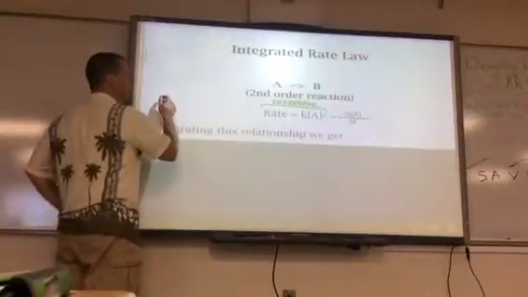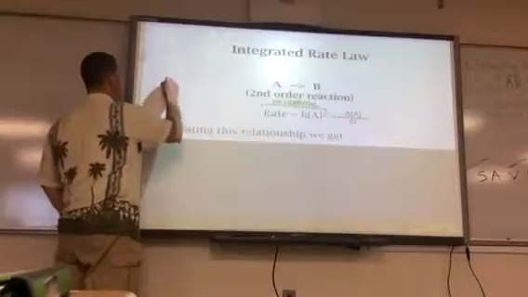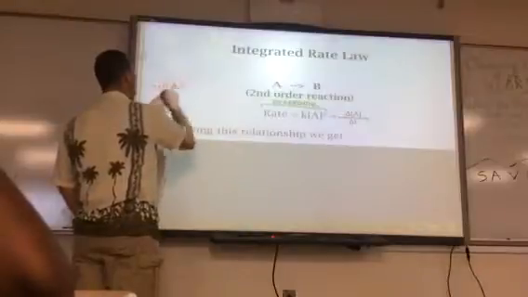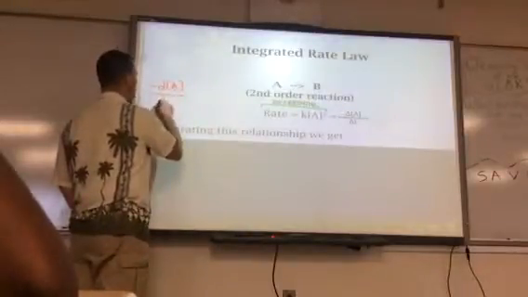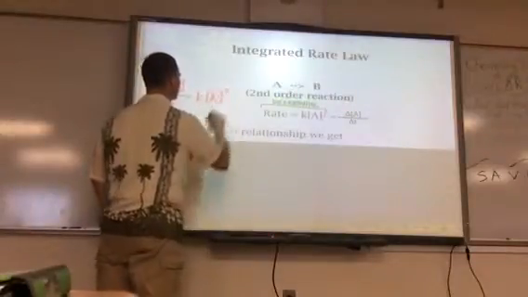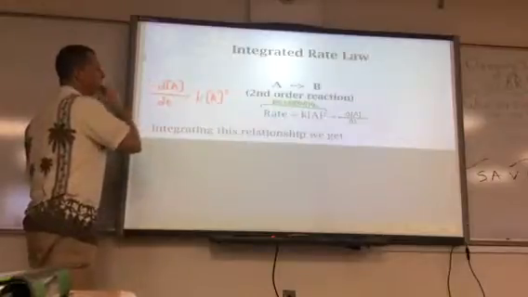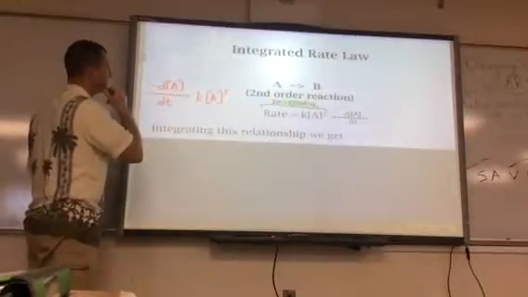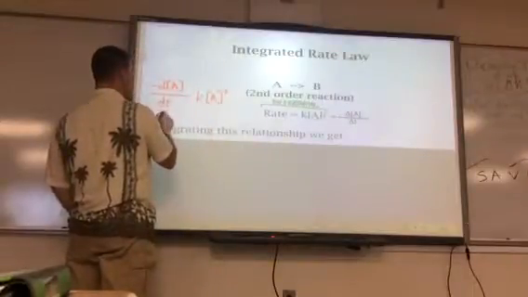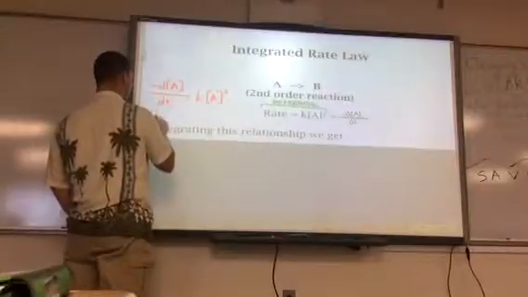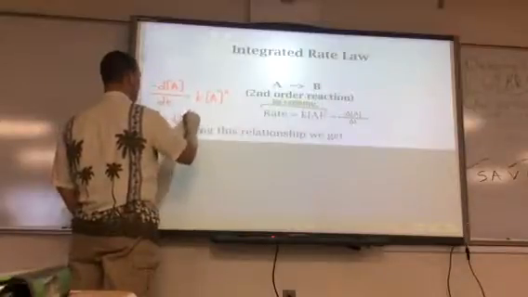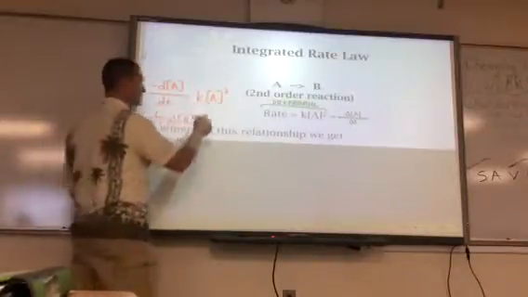All right, so here's what we have. We have negative dA. I'm going to turn the equation around. D concentration of A over dt equals K times concentration of A squared. I want the A's together. I'm going to bring the A term over here to be with the dA. So it's going to be negative 1 over A squared dA equals, I'm going to move that T over to the side with the K.